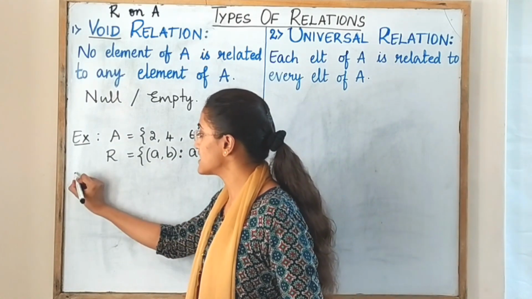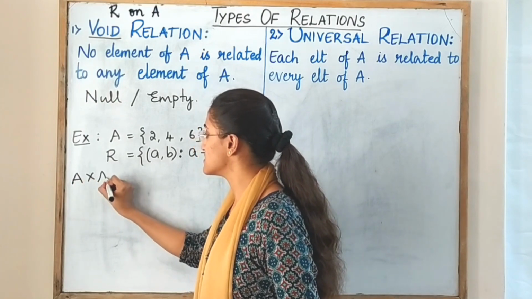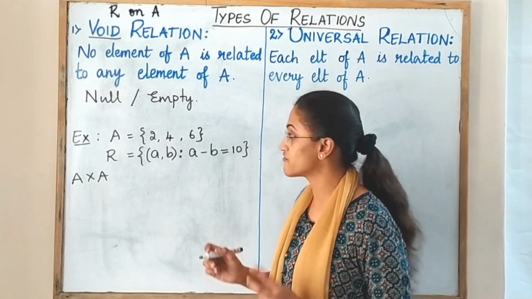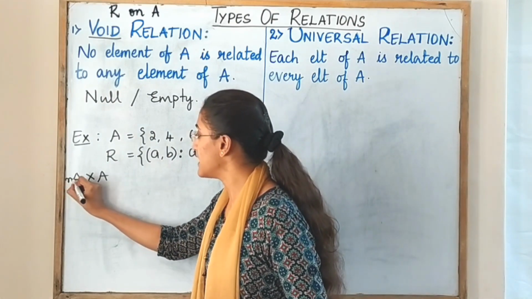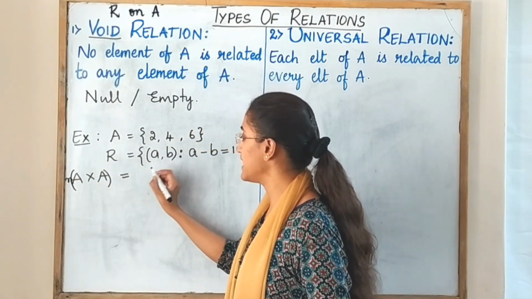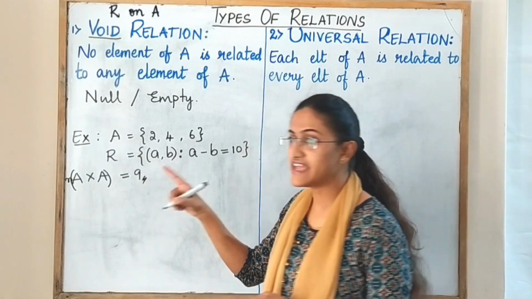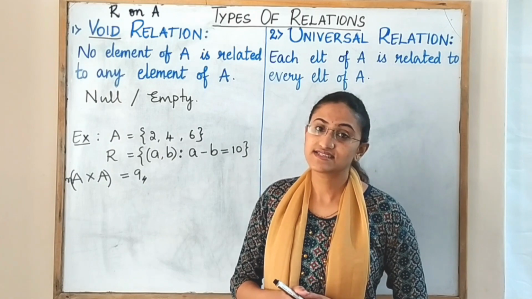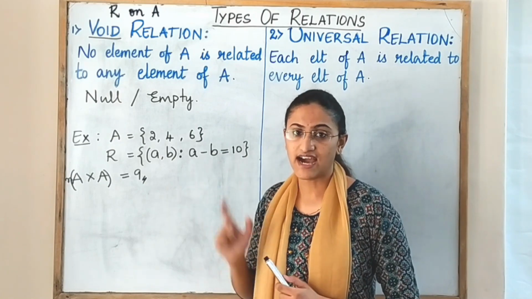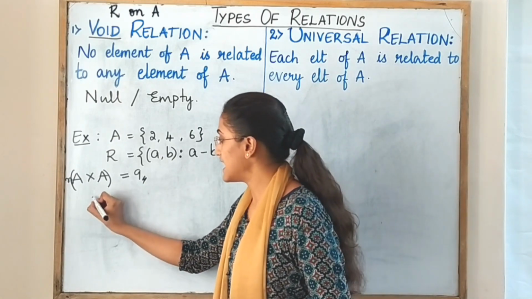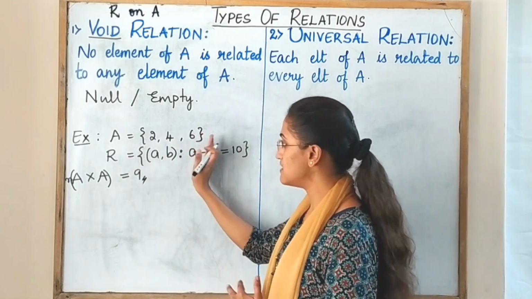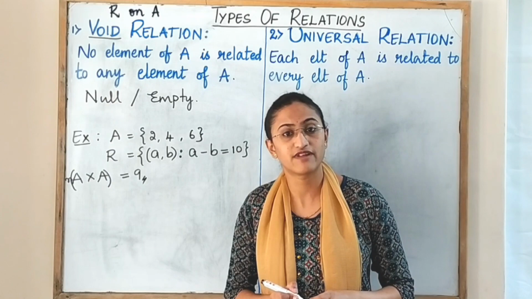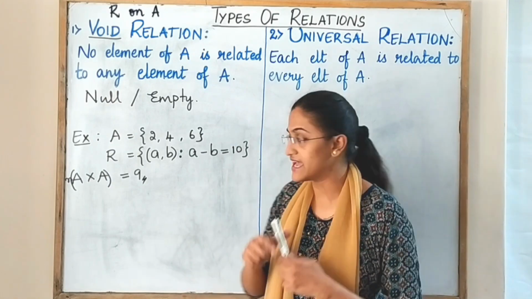Now try to find the Cartesian product of the given set, that is A cross A. Since A consists of 3 elements, the number of elements in A cross A will be equal to 9, 3 into 3, which gives us 9. Now let us try to write the relation R in the roster form. Take any two elements of the set A because the relation R is defined from the set A to the set A.